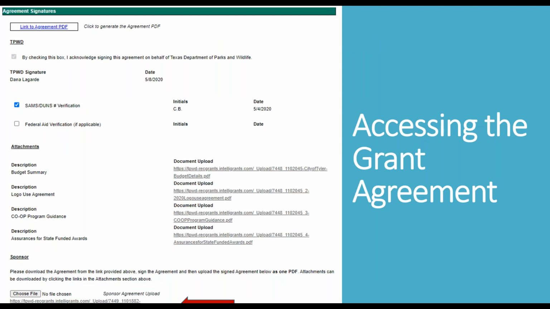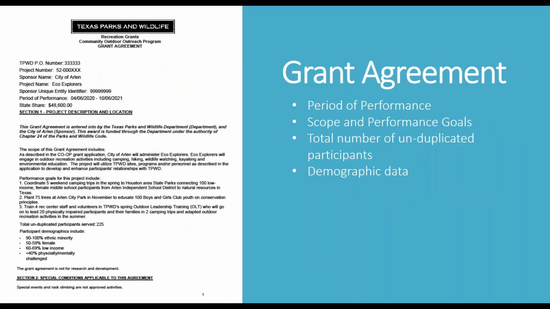So this page will include a link to that signed grant agreement near the bottom, which we'll review in just a moment, as well as the attachments linked to the agreement. There are several uploads here for you. The attachments included are your approved budget, the logo use agreement that someone just asked about earlier, again, our co-op program guidance, and then a document called Assurances for State Funded Awards. It's really important that you review all of those documents.